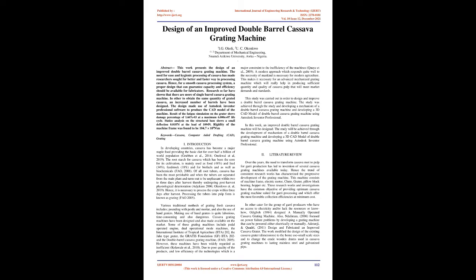Introduction. In developing countries, cassava has become a major staple food providing the basic diet for over 500 million of the world population. Grubben et al., 2014, Okonkwo et al., 2019. The root starch of cassava, which has been the core of its cultivation, is mainly used as food, 48%, feed, 34%, feedstock, 18%, and for biofuels as well as biochemicals, FAO, 2008.